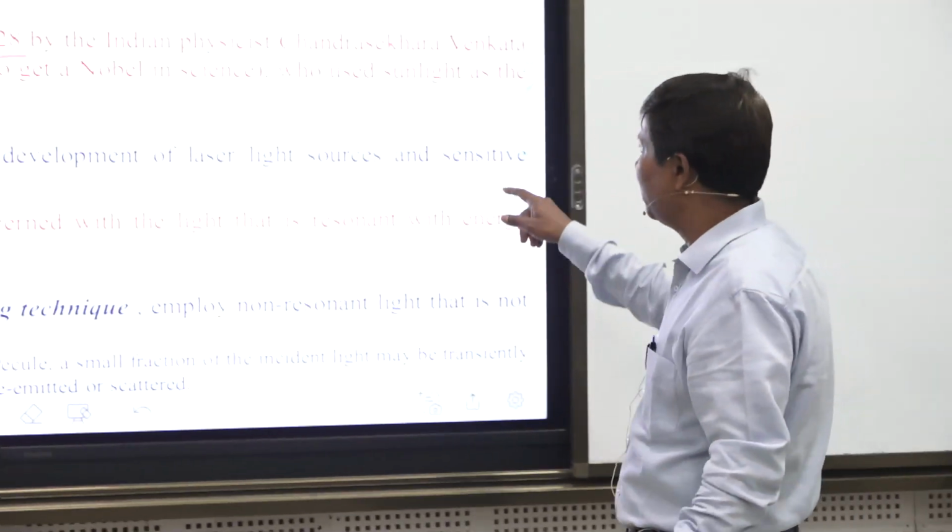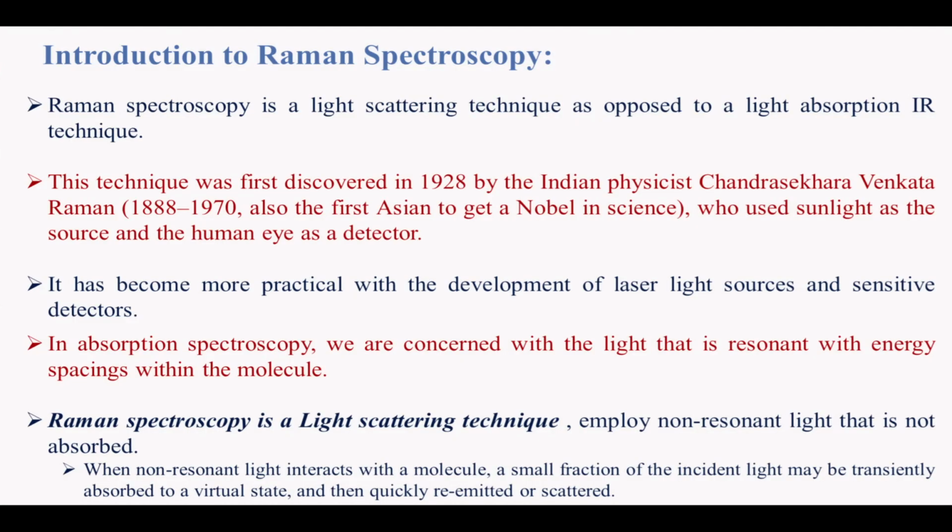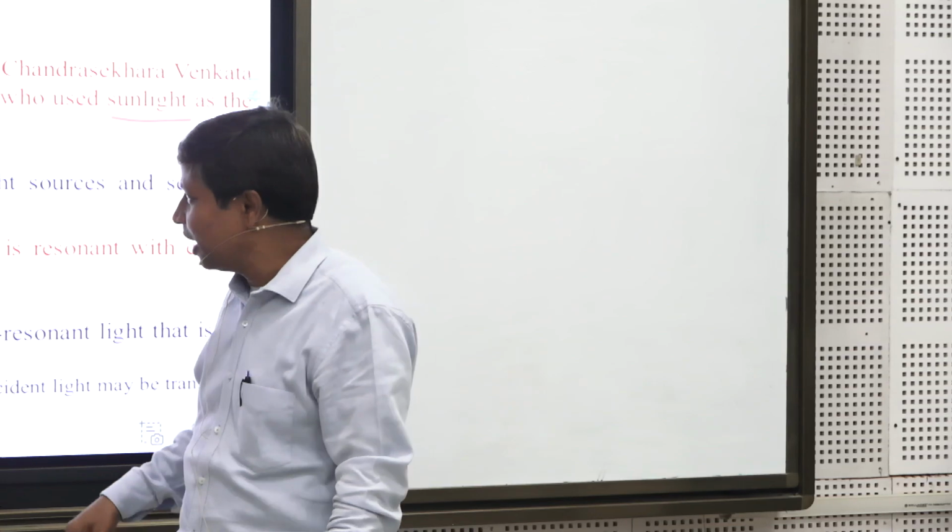So what he did is that he used sunlight as the source of excitation and his own eye to detect the change in the frequency. And that is not that difficult if your system helps you. Like if I switch on this red light and the red light becomes green light, your eye can signal it. So he used sunlight as the source, and his eye as the detector.